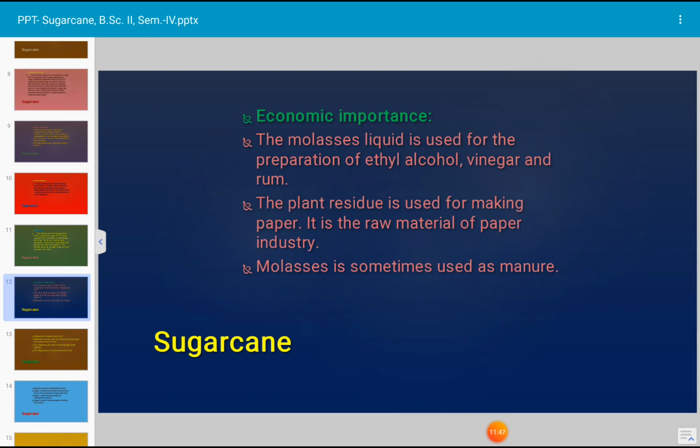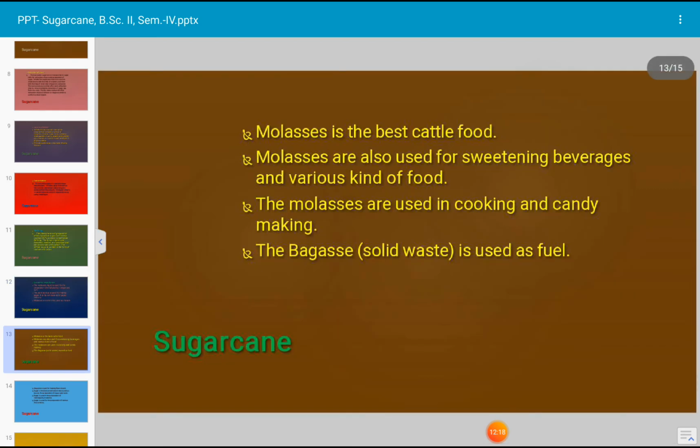The molasses liquid is used for the preparation of ethyl alcohol. Vinegar is also prepared from this and rum is also prepared from this molasses. And the plant residue after extraction of juice is used for making paper. It is the raw material of the paper industry. Molasses is sometimes used as manure. Next slide. Molasses is the best cattle food.